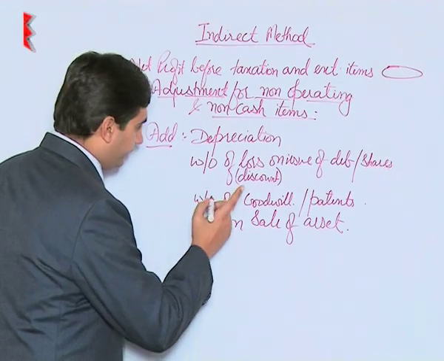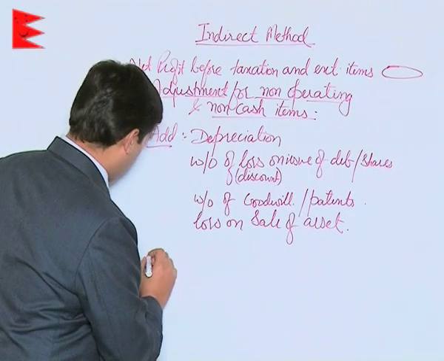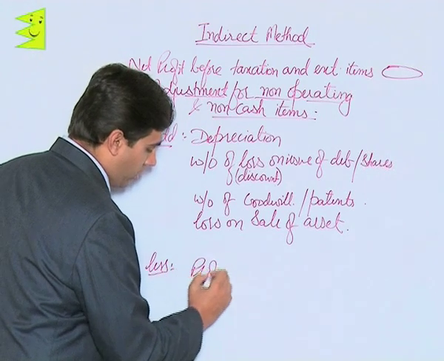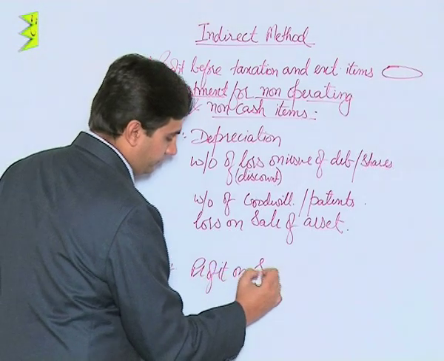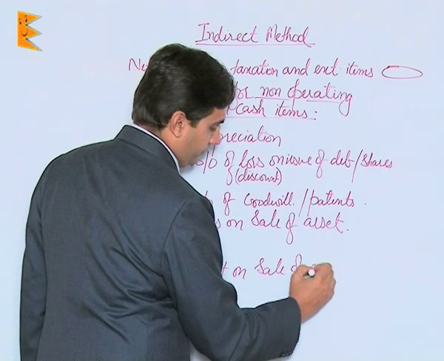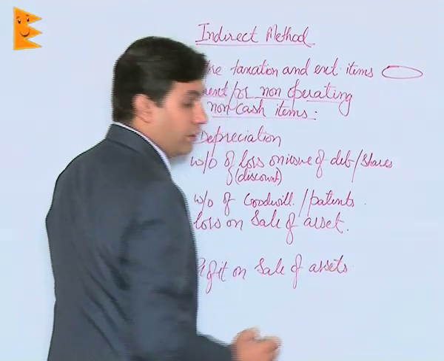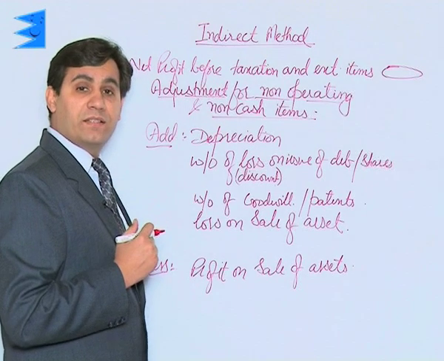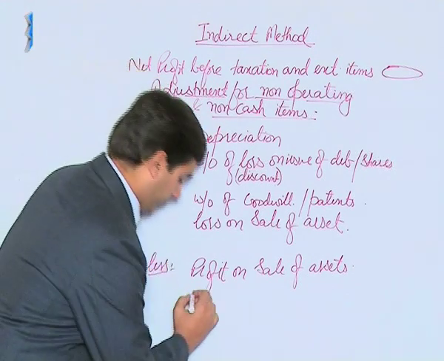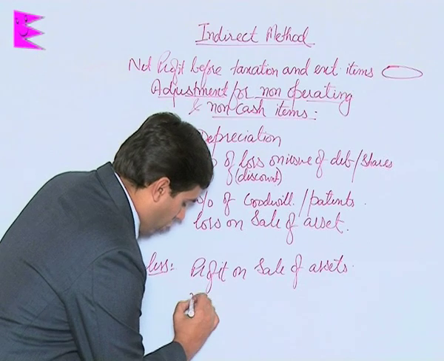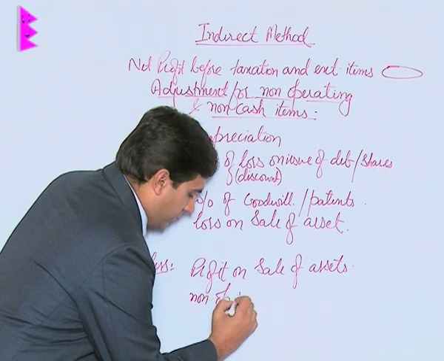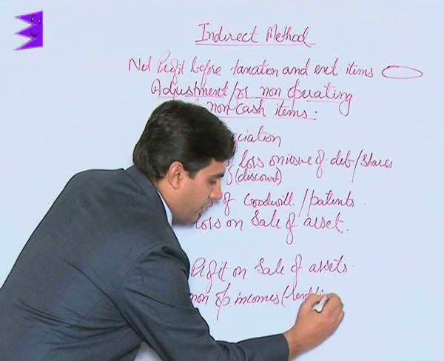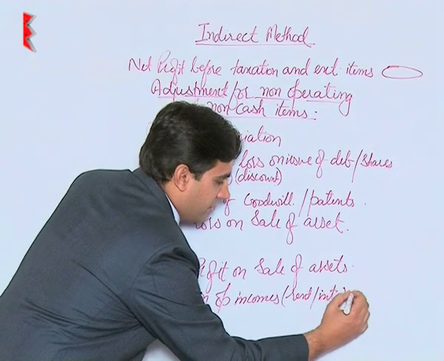Then we'll have deductions. Deductions will include profit on sale of asset, and any other non-operating incomes in the form of interest, rent or dividend received. Non-operating incomes like rent, interest received.